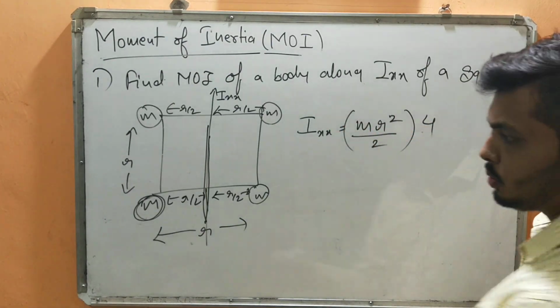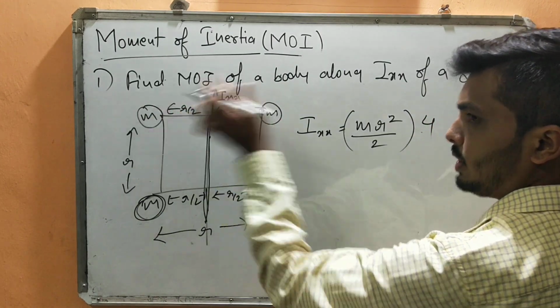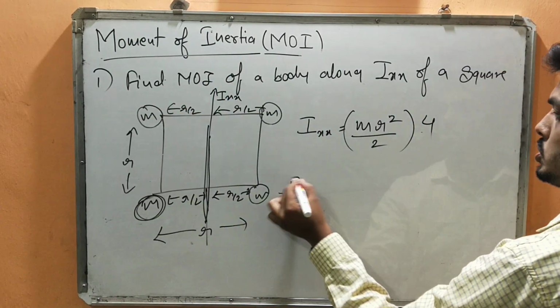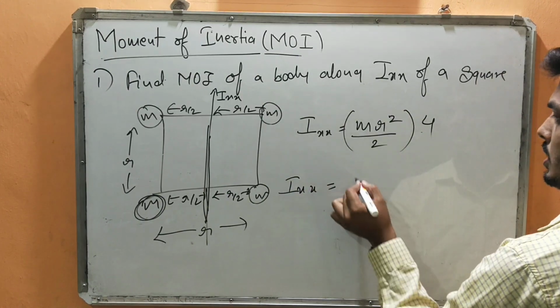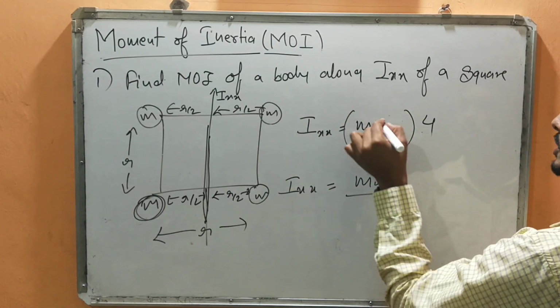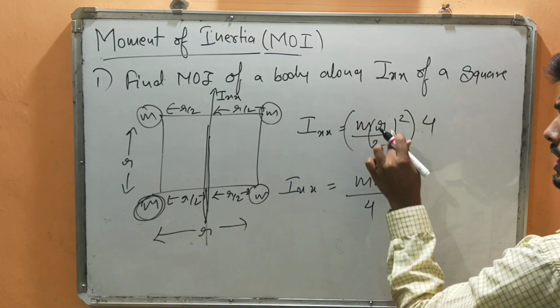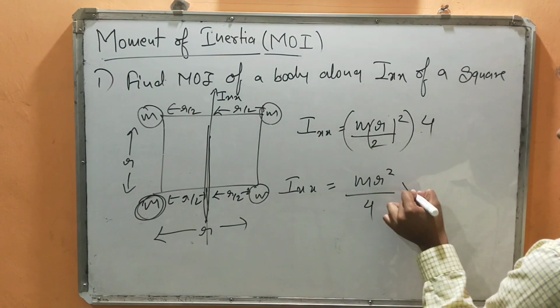4 times. Yes or no? Find mr square by 2, mr square by 2, mr square by 2, and mr square by 2. How many times? 4 times. So Ixx will be what? Mr square of this will be mr square. This is whole square, so this will become 4. Got it? Mr square. Don't square m, into 4.